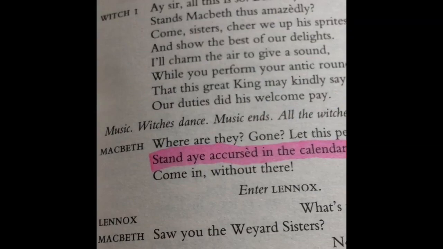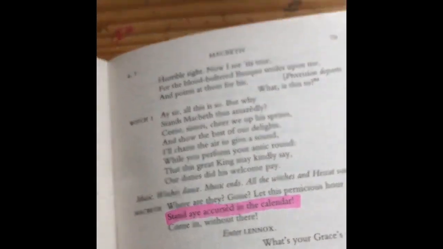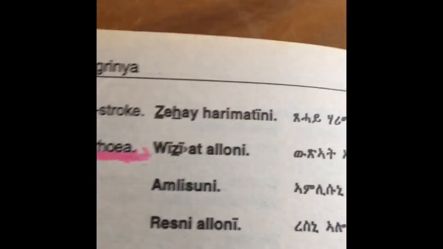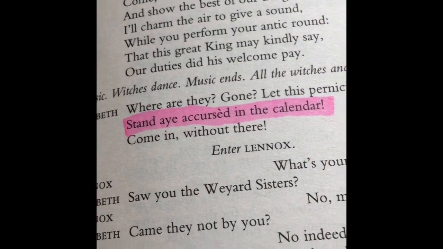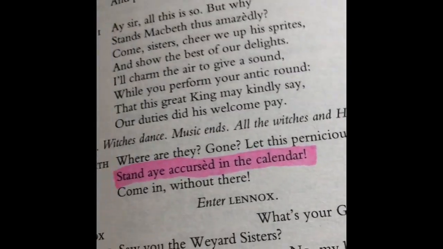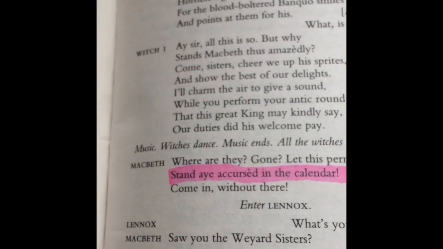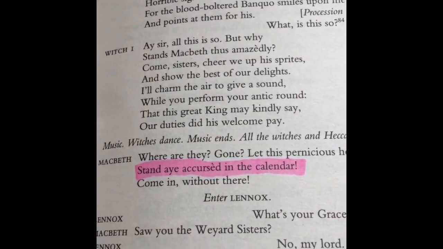So this phrase, which Macbeth is saying before the murder of Macduff's family, literally means I've got diarrhea. Oh. Yep, that's what it means. I mean, from that you can kind of understand why he was a little bit angry and decided to murder Macduff's family. I mean, it kind of justifies it.